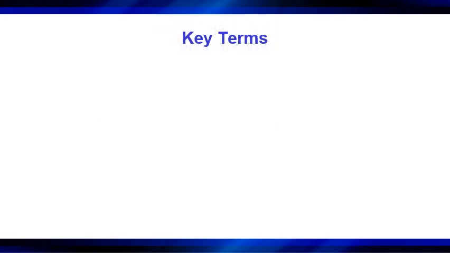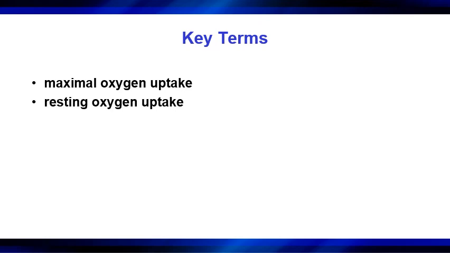Some more key terms: we look at what's called your maximal oxygen uptake. That's the greatest amount of oxygen that can be used at the cellular level by the entire body. In other words, how much oxygen your body can actually use, particularly when you're doing very strenuous activity. You have your resting oxygen uptake, which is estimated to be around 3.5 milliliters of oxygen per kilogram of body weight per minute.